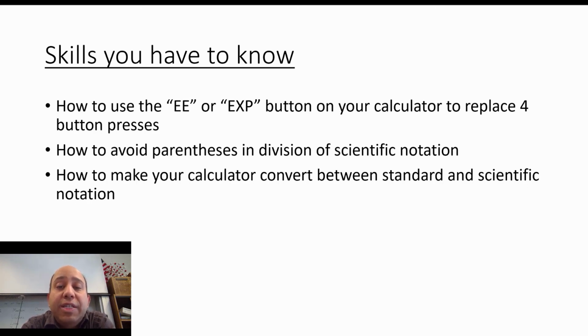You want to avoid parentheses when you're dividing scientific notation because it's just extra button presses. But if you don't put the parentheses, and you don't use the EE button, you're going to lead to the mistakes that we talked about. And then how to make a calculator convert between standard and scientific notation.